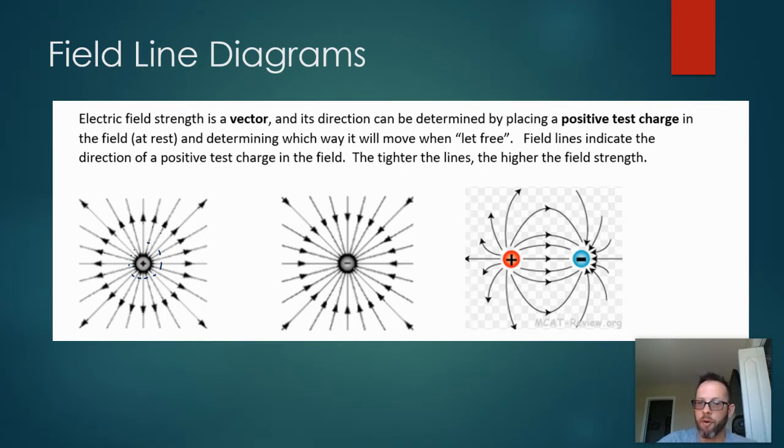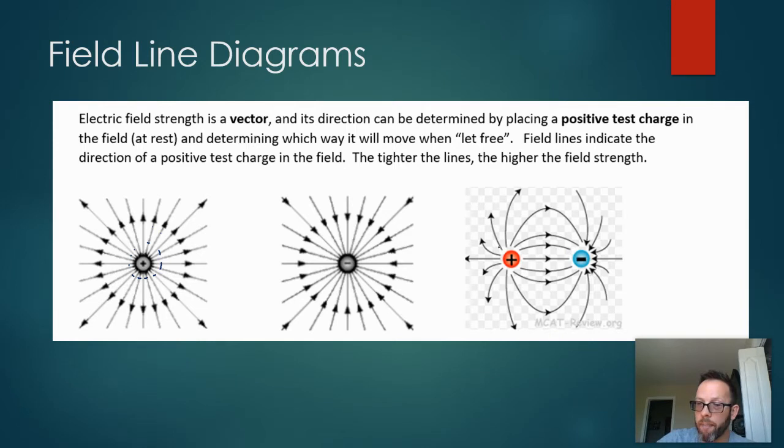The diagram for a charge setting up a field that's a negative charge looks similar, except all the field lines are pointing in. Again, because we draw the field lines according to where a positive test charge would move when let free. And a positive test charge would be attracted. So this middle one is a lot like gravity.